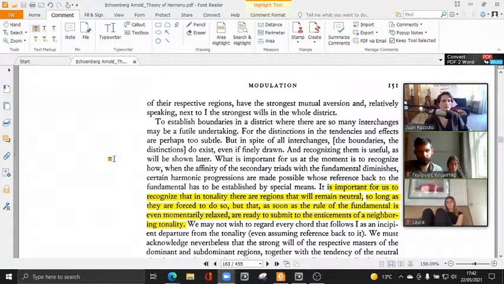What is important for us at the moment is to recognize how, when the affinity of the secondary triads with the fundamental diminishes, certain harmonic progressions are made possible, whose reference back to the fundamental has to be established by special means. It is important for us to recognize that in tonality, there are regions that will remain neutral so long as they are forced to do so. But as soon as the rule of the fundamental is even momentarily relaxed, they are ready to submit to the enticements of the neighboring tonality.